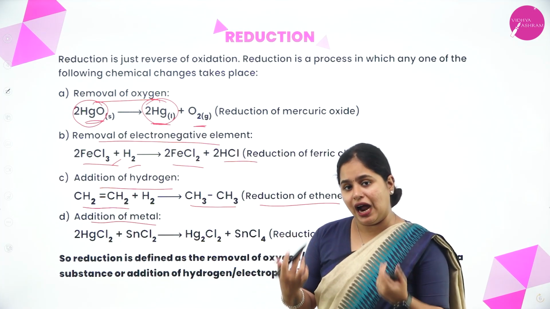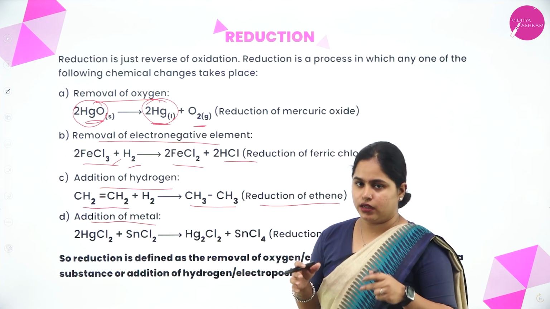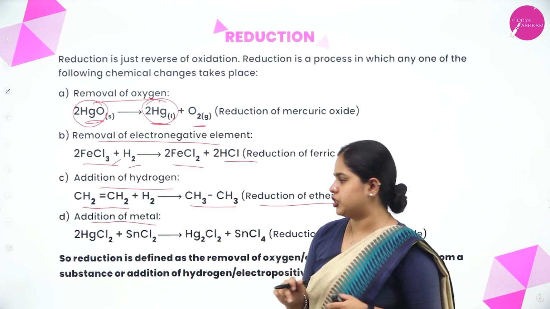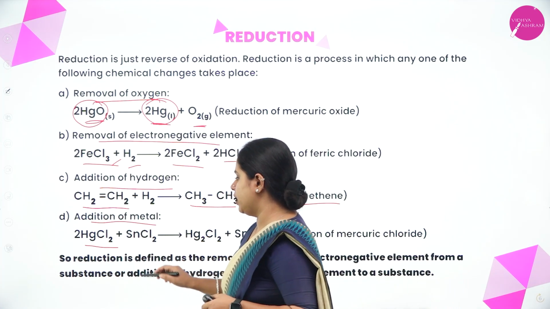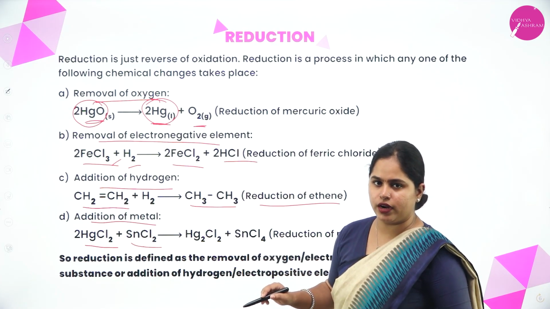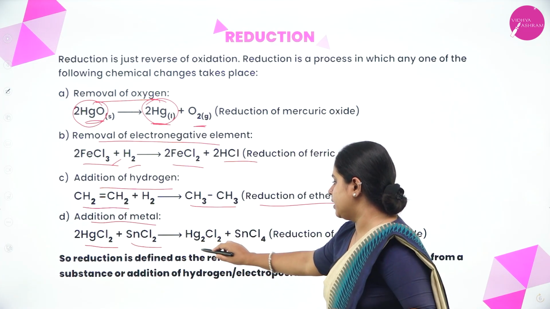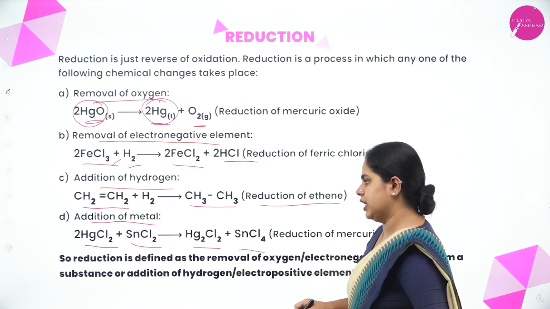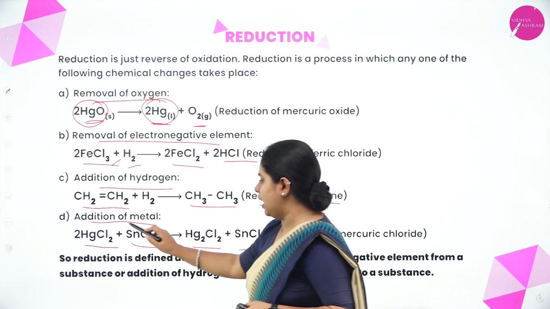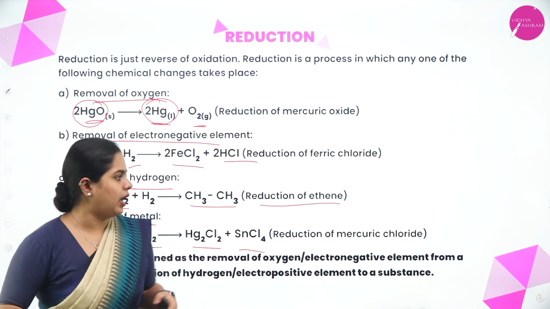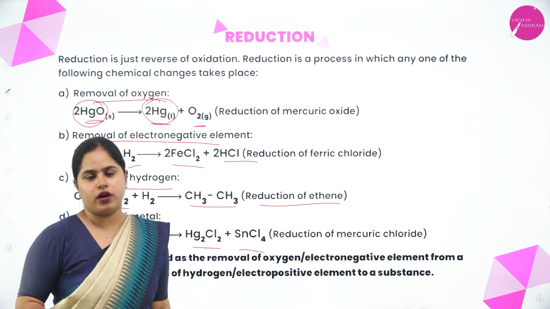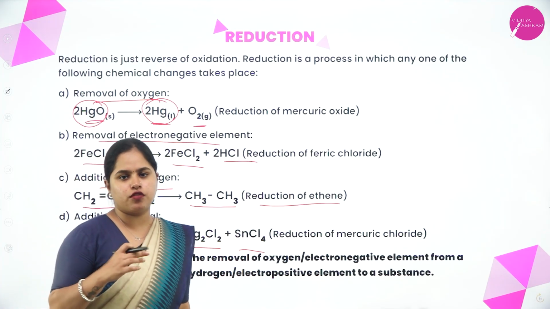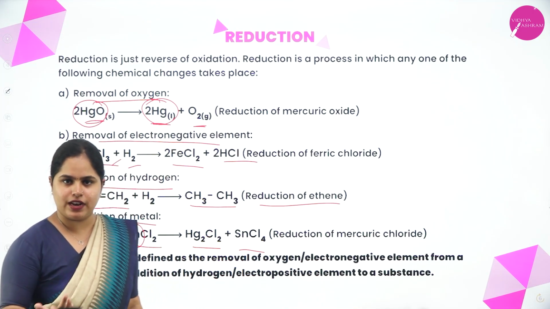If we add a metal also, that substance can undergo reduction. We have taken mercuric chloride here, to which we have added stannous chloride, SnCl2. What did we get? Hg2Cl2 and SnCl4. Here also you can see we have added a metal. So reduction of mercuric chloride has taken place. In either of these ways we can define oxidation as well as reduction.